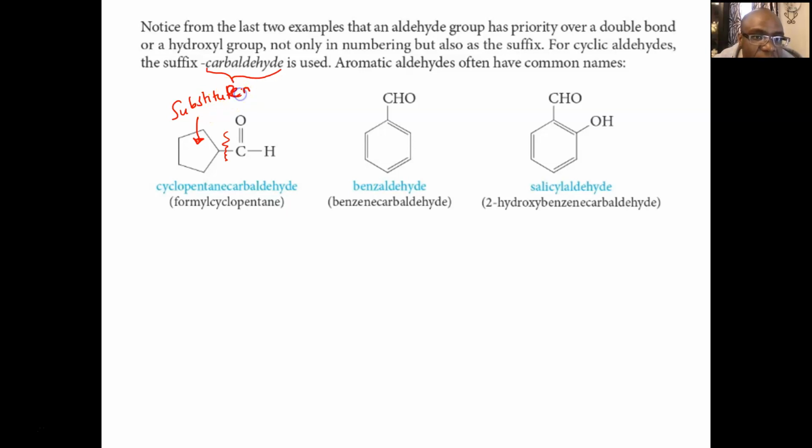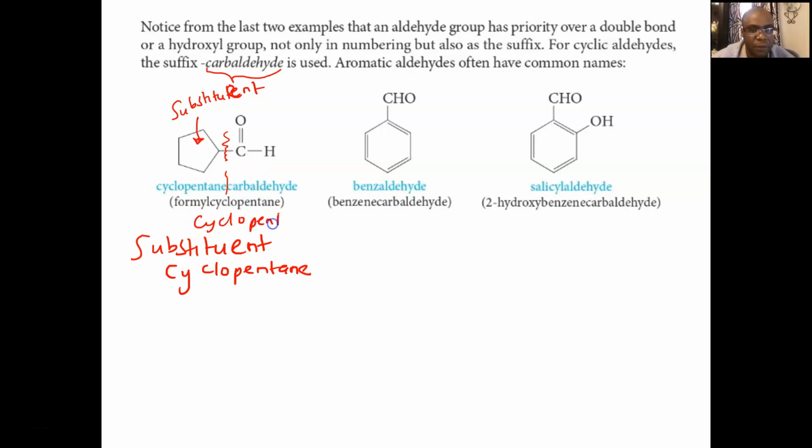The ring becomes a substituent. Let me write it here. The ring becomes a substituent. It's a 5-membered ring, so it would have been cyclopentane. But because it's a substituent, it's taken as the first part of the name, so it's cyclopentane, not cyclopentyl like we did in alkanes, not like taking it to be part of the longest chain.